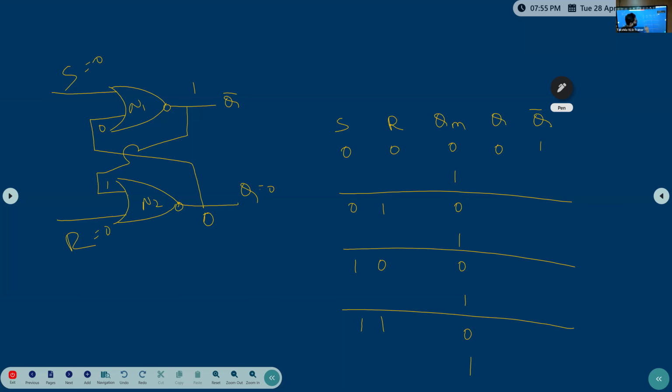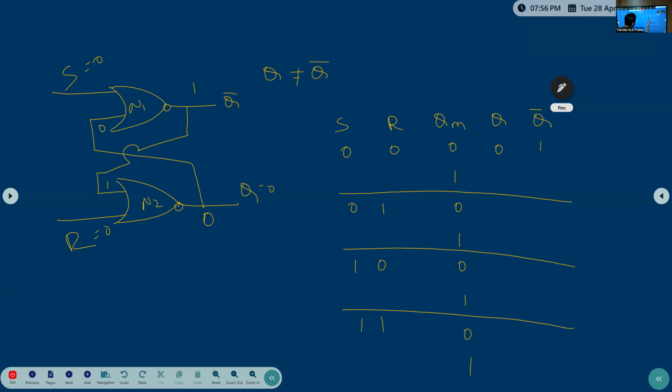If this one is 0, Q bar should be 1. Q bar will become 1, right? One more thing, the state will be valid or invalid. How will you say it? It means Q is not equal to Q bar. This case should come when it completes. If this condition is satisfied, then I can say it is valid. Otherwise it is invalid.